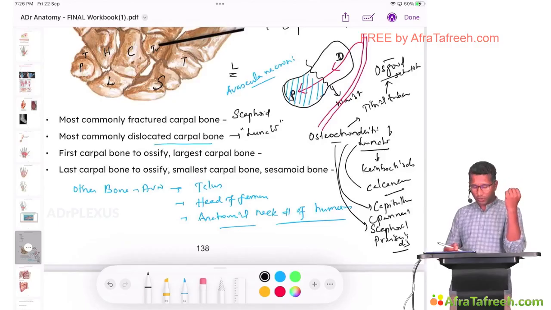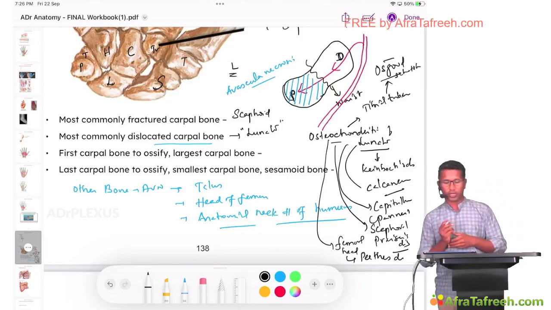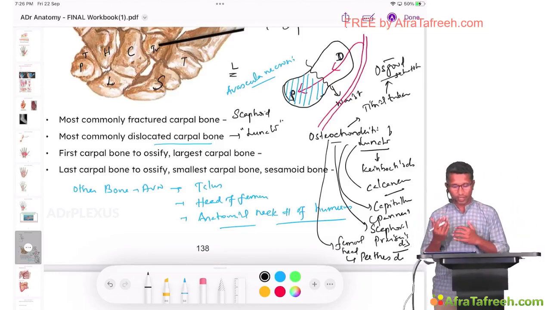So there are a lot of osteochondritis conditions. Osteochondritis of the femoral head is called Perthes disease. So many osteochondritis conditions are there, and the list is very big. We will discuss them anyway during orthopedics.